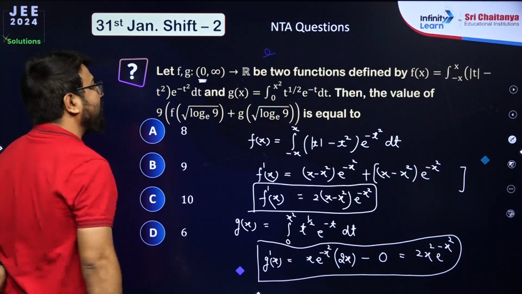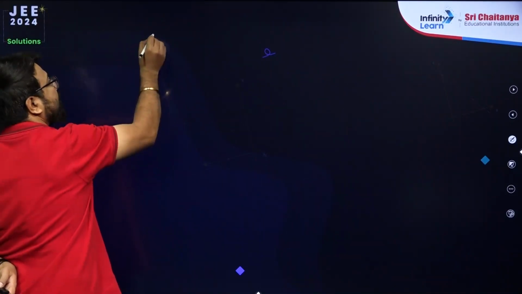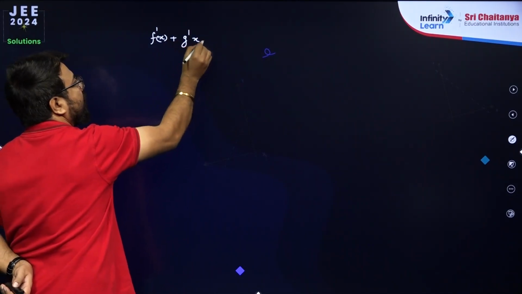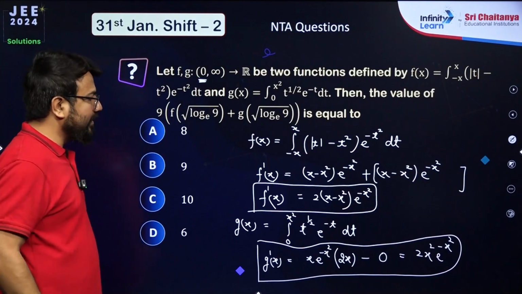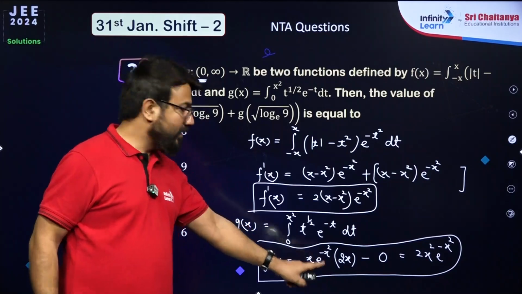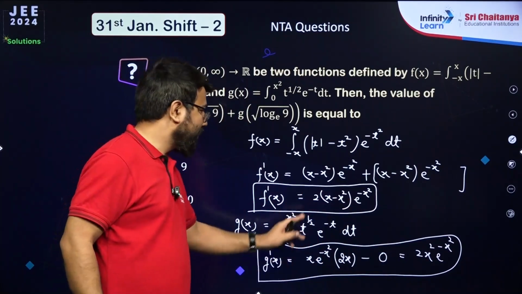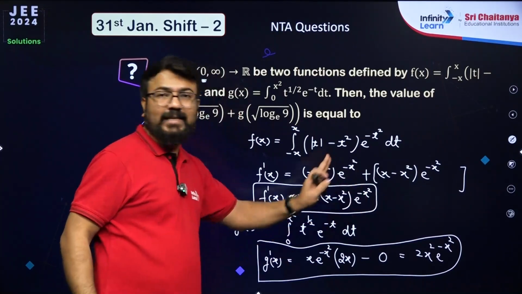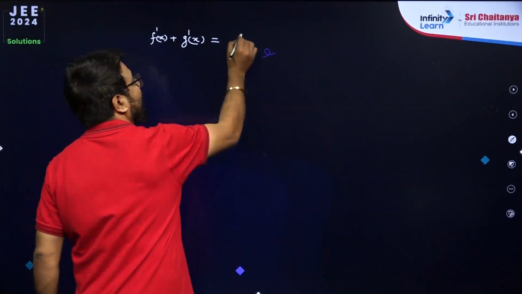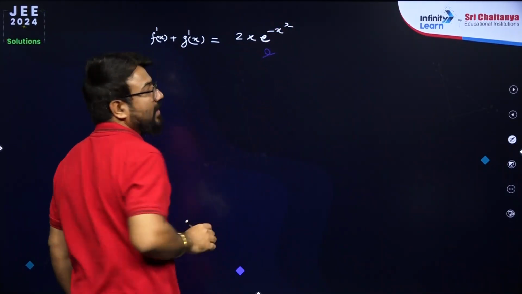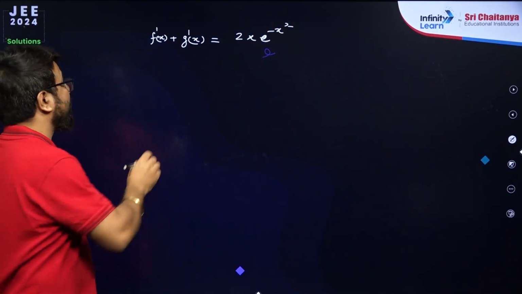So, if I try to get the value of f dash x plus g dash x, my dear students, you can see that these two boxes have some expression. 2x square is negative over here, 2x square is positive over here. So that means 2x e raised to the power minus x square will be left after the addition of these two functions.